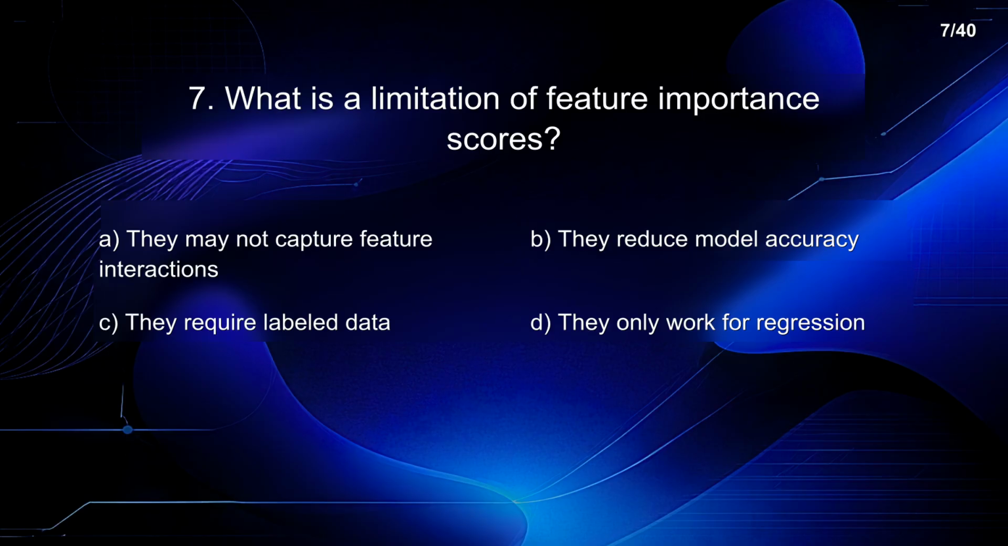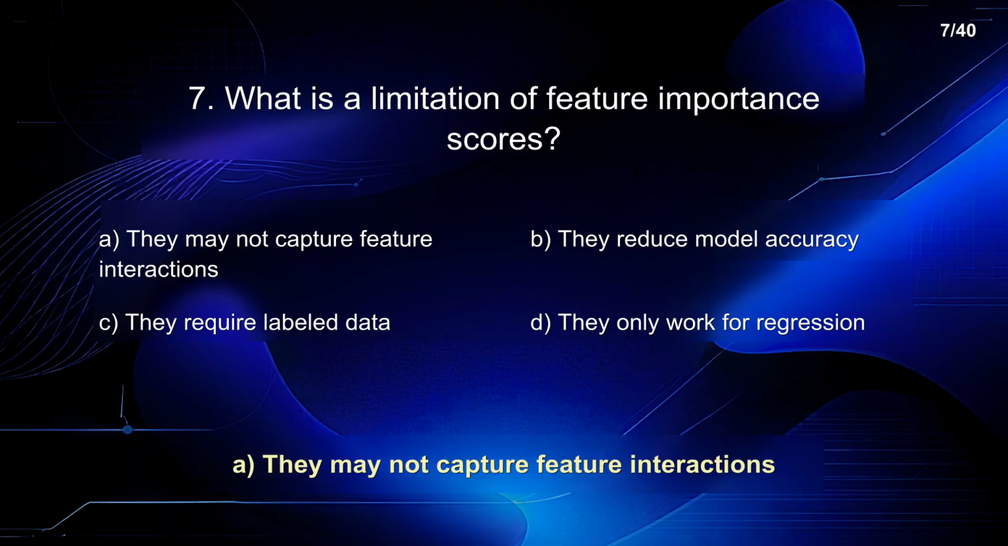Seventh question. What is a limitation of feature importance scores? A. They may not capture feature interactions. B. They reduce model accuracy. C. They require labeled data. D. They only work for regression. Correct answer is A. They may not capture feature interactions.